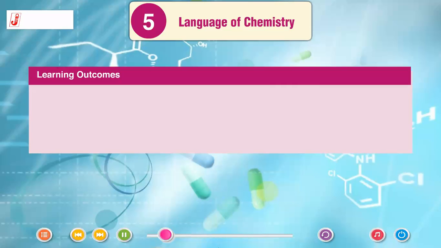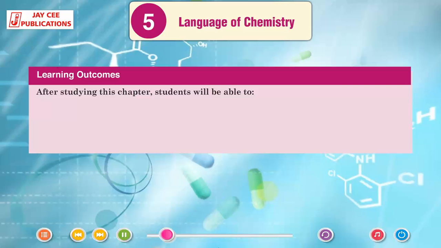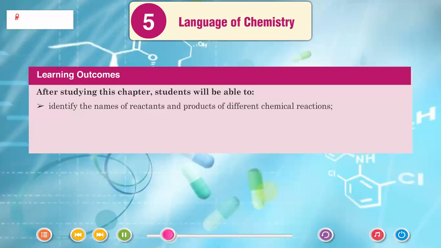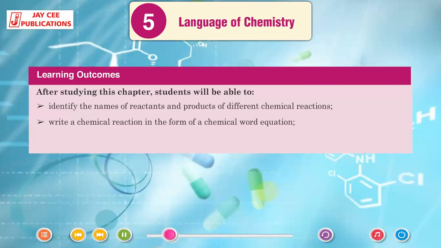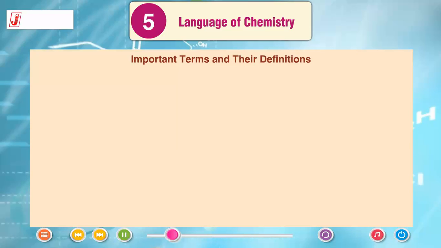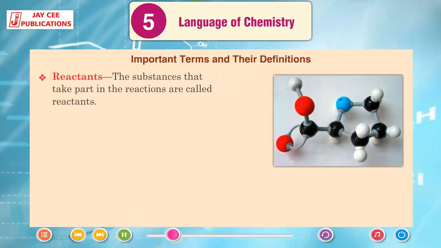Learning outcomes. After studying this chapter, students will be able to identify the names of reactants and products of different chemical reactions, write a chemical reaction in the form of a chemical word equation, and recognize the usefulness of a word equation. Important terms and their definitions.